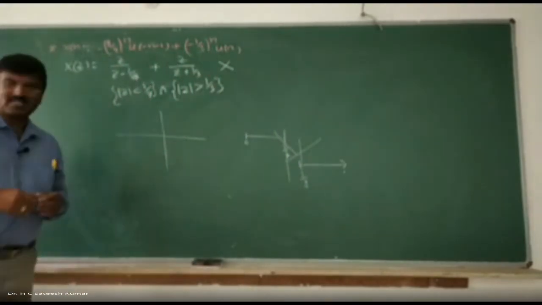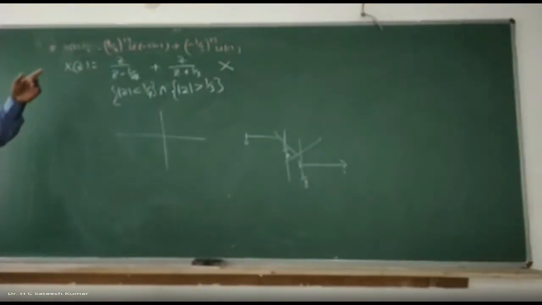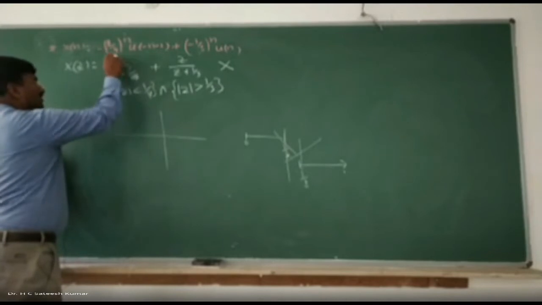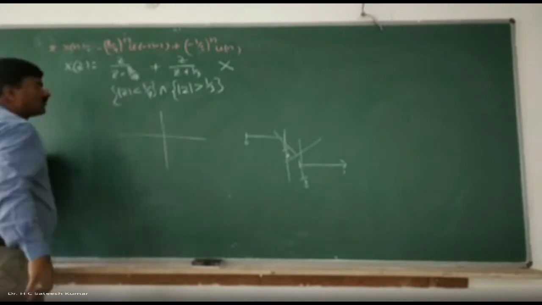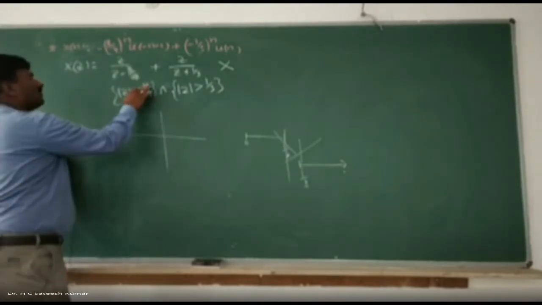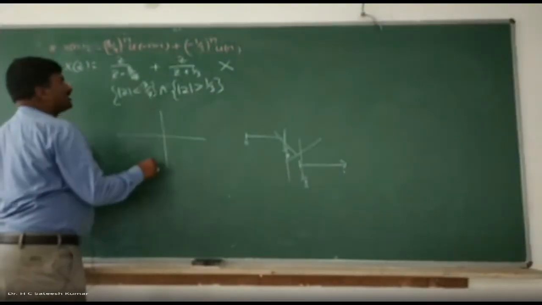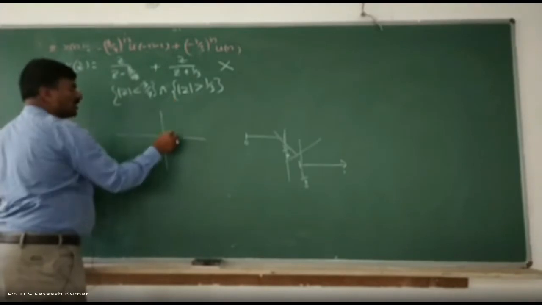But by mistake, I have taken this problem as 1 by 4. This should be 3 by 4. Then what is the ROC? ROC is less than 3 by 4. Then it exists. So what will you get? Greater than 1 by 3 and less than 3 by 4. At 1 by 3 you put a circle.